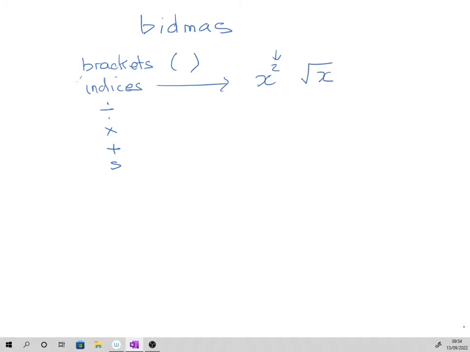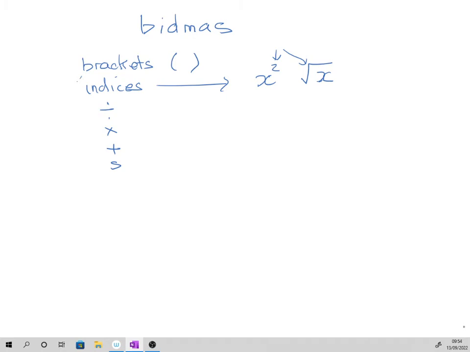Don't worry about the X. X just means any old number you like. Bit of algebra there. So this is what indices are, these two things. And these numbers can be 3, 5, 10, 20, minus 2, anything. So this is the order that you'd have to do things in.